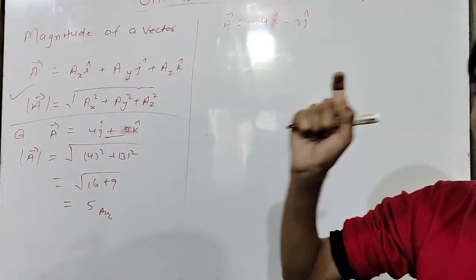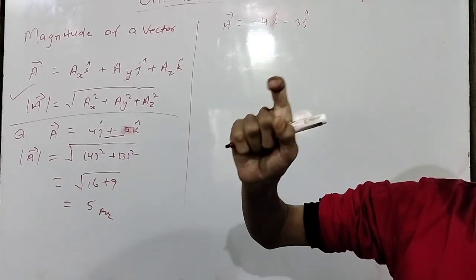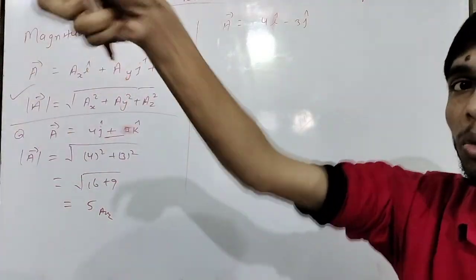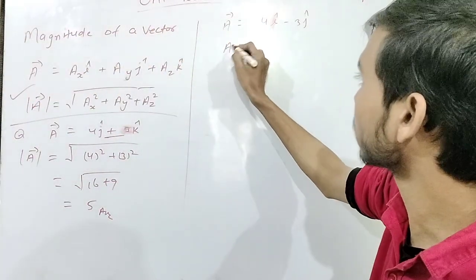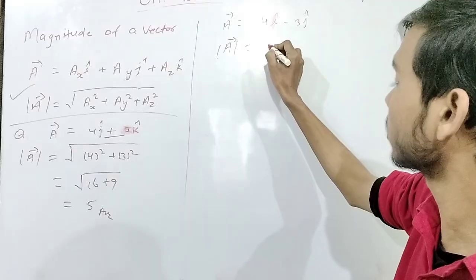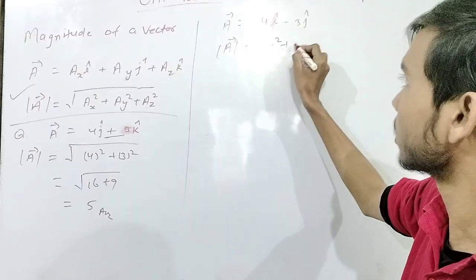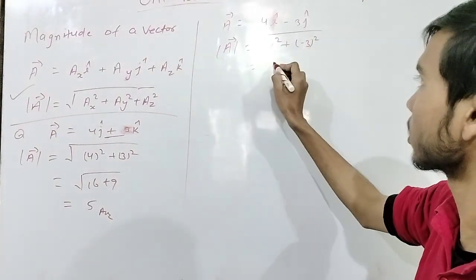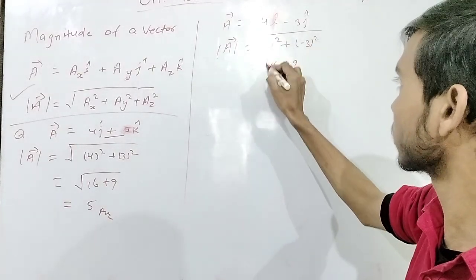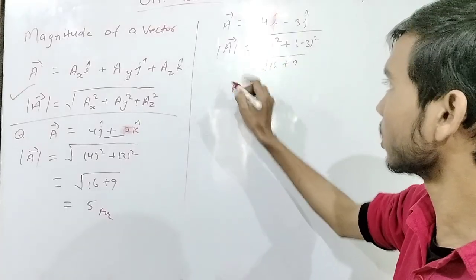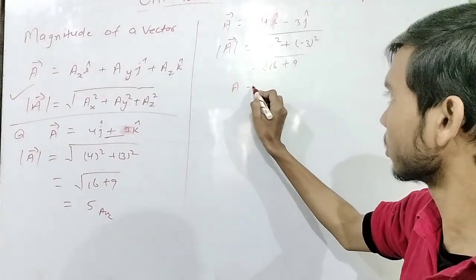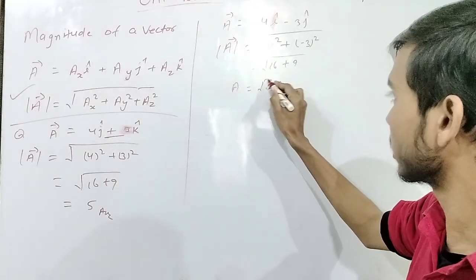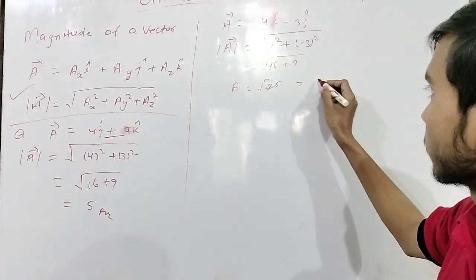Remember, when it comes to magnitude, everything will be positive, because you have jumped into magnitude. That's why the magnitude of this a vector will be the square root of 4 square plus minus 3 square. So this will become 16 plus 9, which is 25. Most of you would say, can't we write this as plus minus 5?